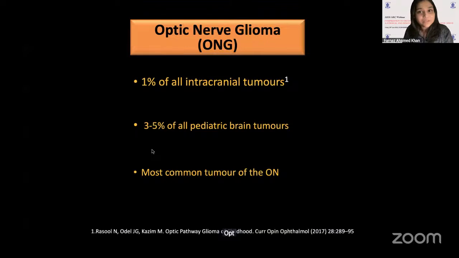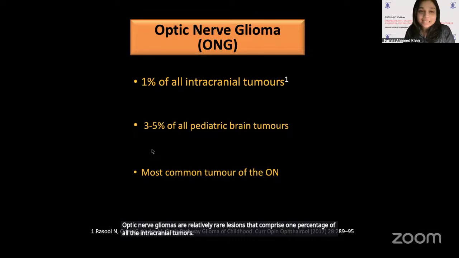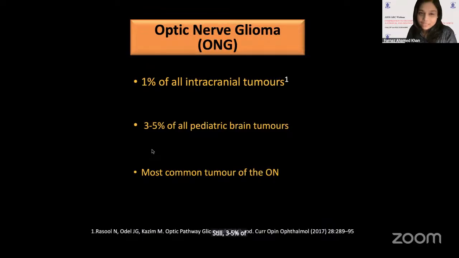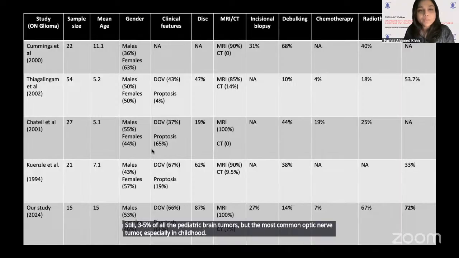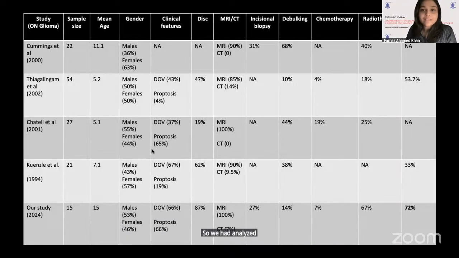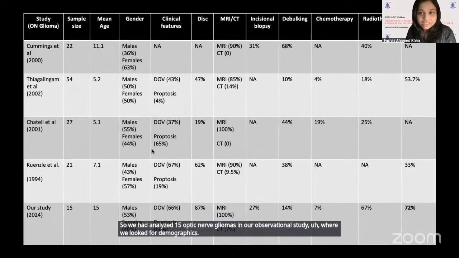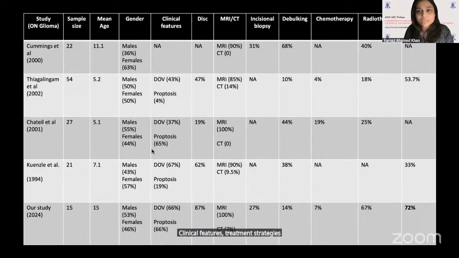Optic nerve gliomas are relatively rare lesions that comprise 1% of all the intracranial tumors, still 3 to 5% of all the pediatric brain tumors, but the most common optic nerve tumor, especially in childhood. So we had analyzed 15 optic nerve gliomas in our observational study where we looked at demographics, clinical features, and treatment strategies in both optic nerve glioma and optic nerve sheath meningiomas.